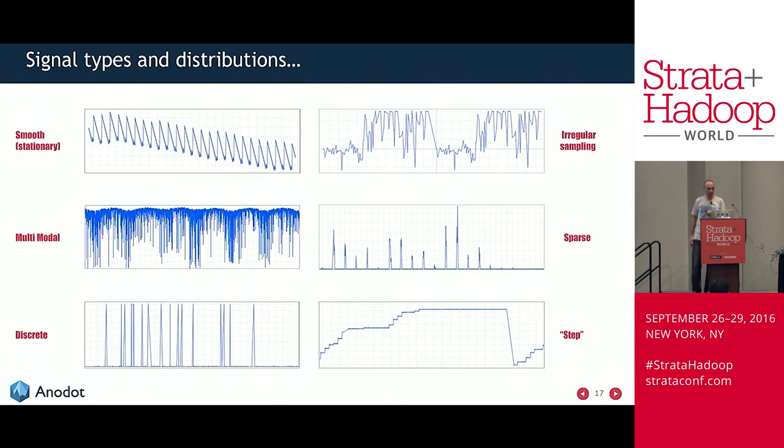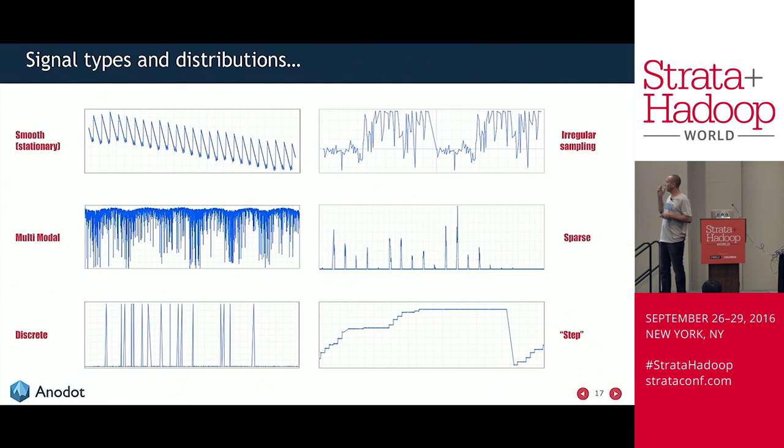So, signal type and distribution. Here are some examples of signal types that lend to different types of distributions that would be required if you want to get a good normal model. And again, getting a normal model is easy. Getting a good one is the hard part, because if you don't have a good one, you're going to get a lot of false positives or miss everything.